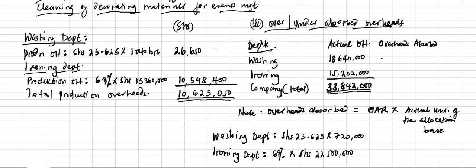So for the company as a whole, when I add these two, 18,450 plus 15,525, that gives us 33,975.